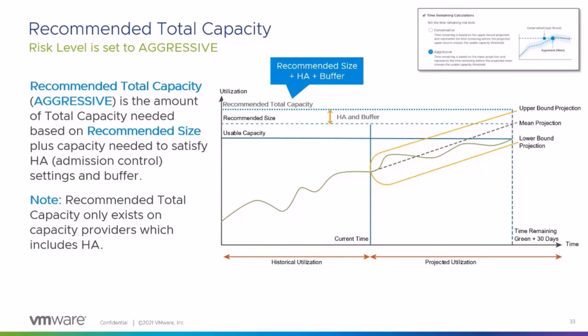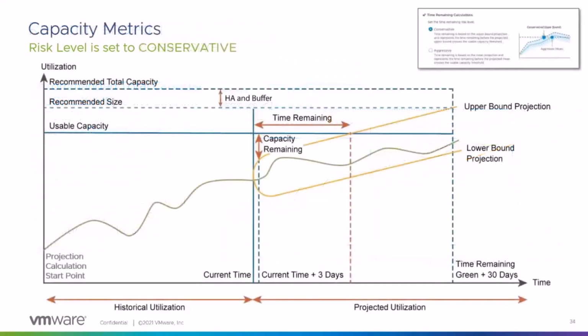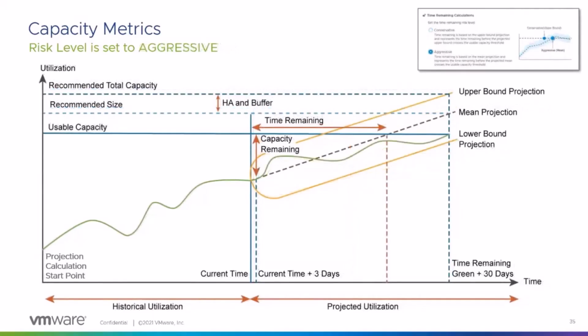Hopefully that's pretty straightforward. I have a chart here that has everything highlighted, the spots on the charts where all of these metrics come from. This is the conservative version, and then here's the aggressive version. So you can see how they differ, and it's basically looking at where on this projection.